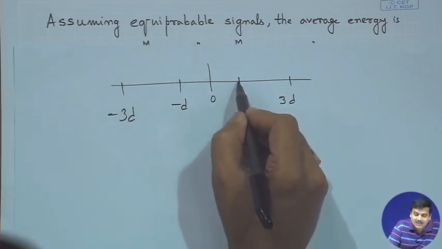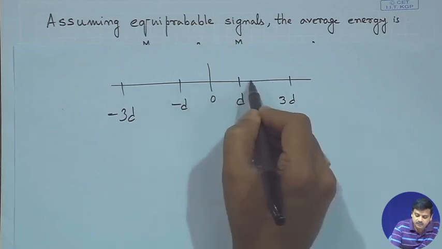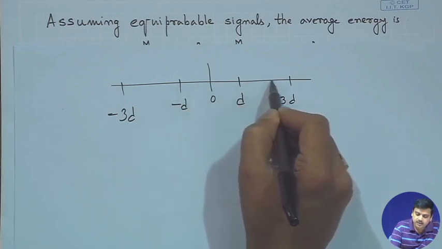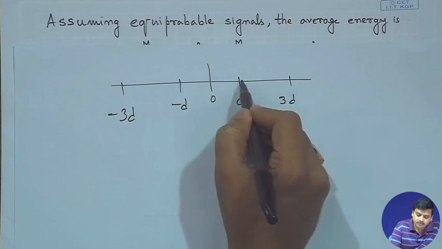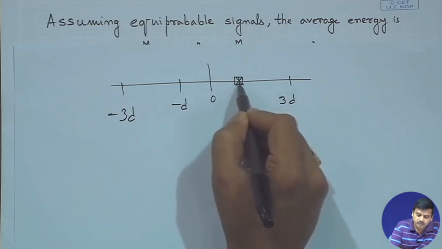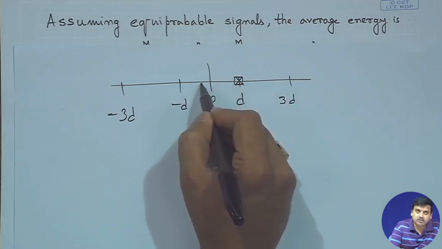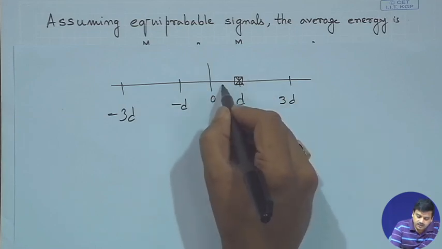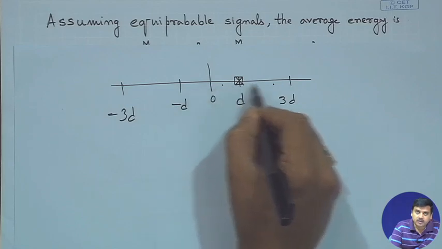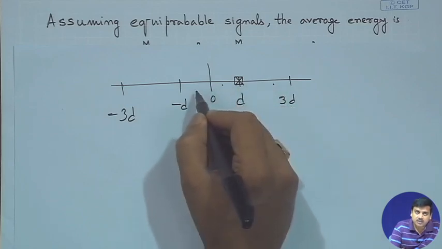If d is sent, I am going to receive d plus noise. If it is positive noise, the received vector goes there. If I have sent this and it is negative noise, it will go on this side. So, now the received vector could be anywhere. How does the receiver work?